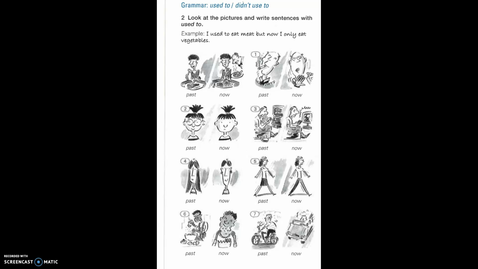So you could do a couple together speaking, and then you could give the students time to write the other sentences and then go through it together. And remember in the feedback to focus on the pronunciation of used to do, used to wash, used to smoke, didn't used to smoke, etc.